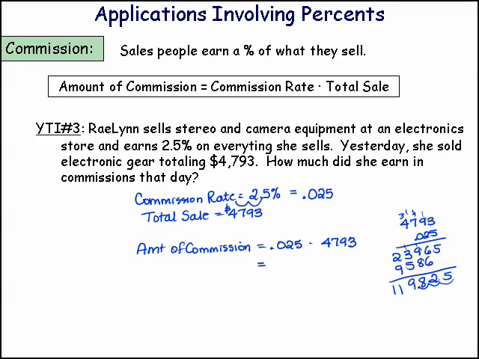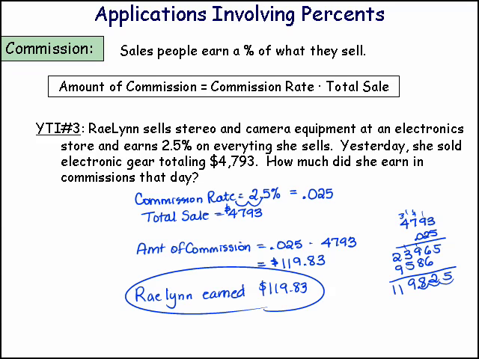So what I get out here is $119.83, because again, we round to the nearest penny. So Raylan earned $119.83. Okay, so that's how you can calculate commission.